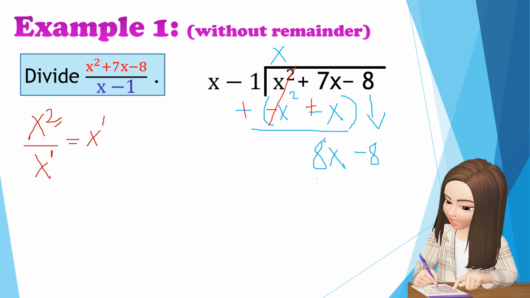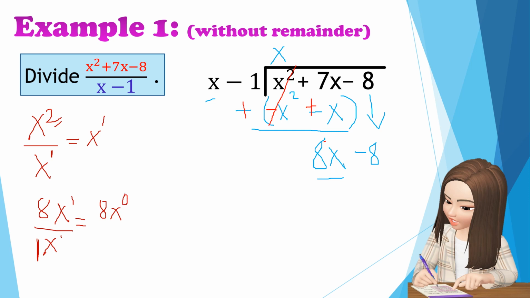Now let's divide 8x by x. So we have 8x divided by x. Again, we have to use the quotient rule. So 8 divided by the coefficient 1 here, that's positive 8. Then x and x here have the same base, so copy x. And then subtract 1 from 1, so that is 0.